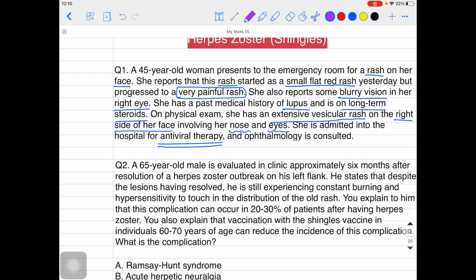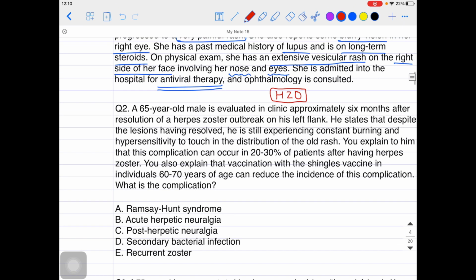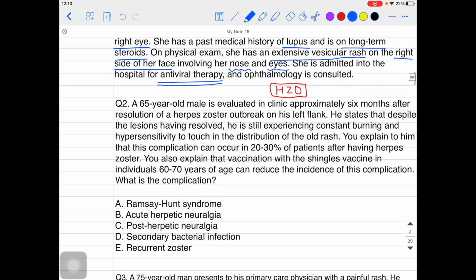So what is the answer over here, guys? The answer is clear, herpes zoster ophthalmicus, right? Herpes zoster ophthalmicus. Done. The second question over here says that a 65-year-old male is evaluated in the clinic approximately 6 months after the resolution of a herpes zoster outbreak on his left flank.